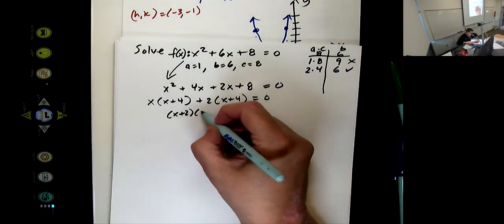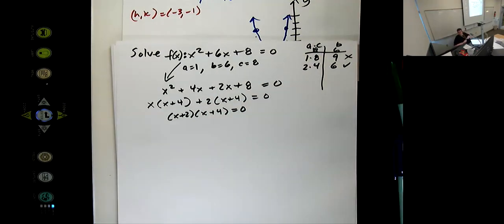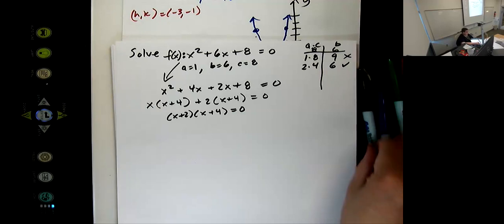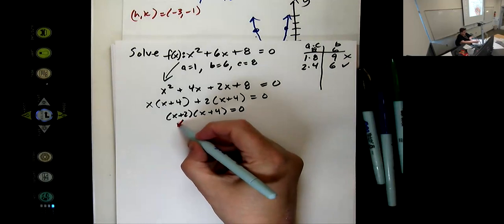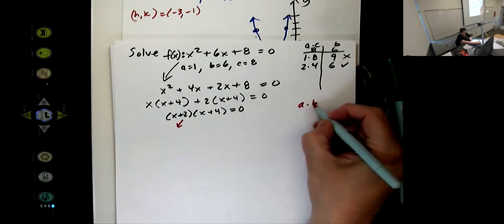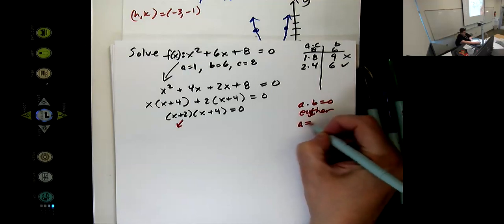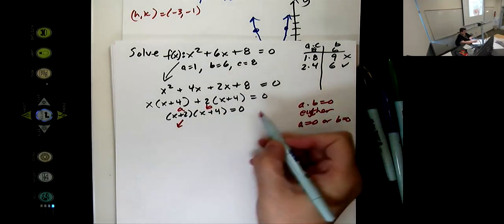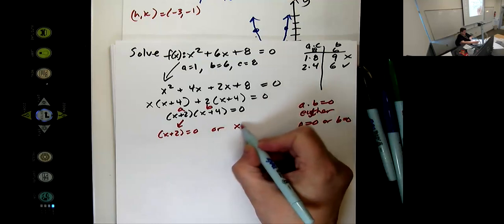(x plus 2) times (x plus 4) equals 0. Some of you stop there, and that's not where you stop. We have to find values of x that work. When we have a times b equals 0, either a equals 0 or b equals 0. Well, this is like an a and this is like a b. So either x plus 2 equals 0 or x plus 4 equals 0.